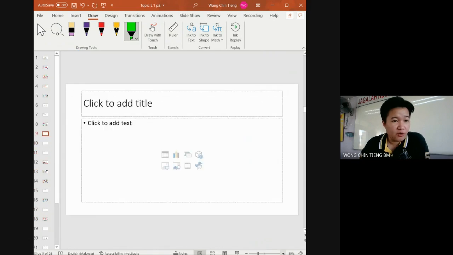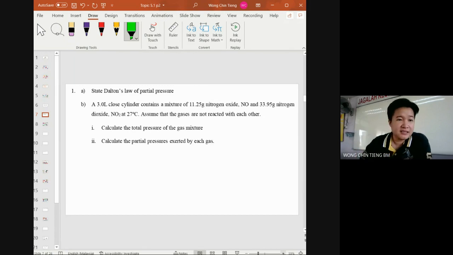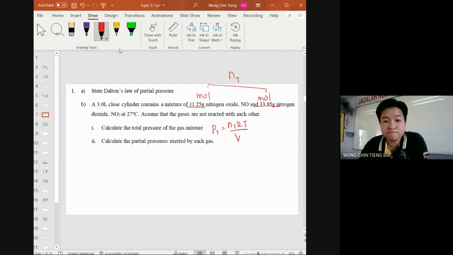Question 1, going all the way back to your question 1. Tukar semua mass kepada number of mole, cari number of mole total, kamu akan dapat total pressure. Change all this to mole, and then from that you will get the number of mole total. So you can use your P total equals to N total RT over V. Betul?